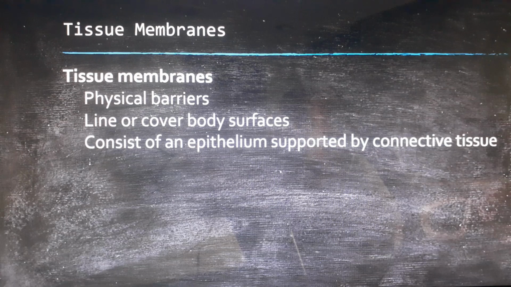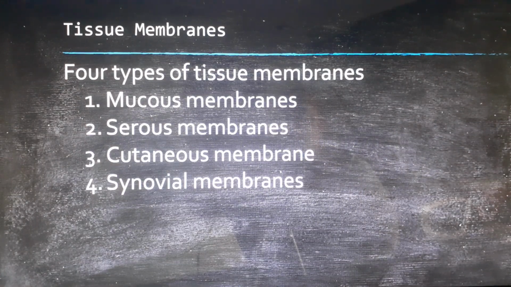Now, we've talked about all of the epithelial tissues and the connective tissues, but we have some areas in the body where we put them together. Those are called tissue membranes. They are physical barriers in our bodies. They line or cover the surfaces, and they are always an epithelium combined with a connective tissue. So we have 4 types of tissue membranes: mucous membranes, serous membranes, cutaneous membranes, and synovial membranes.